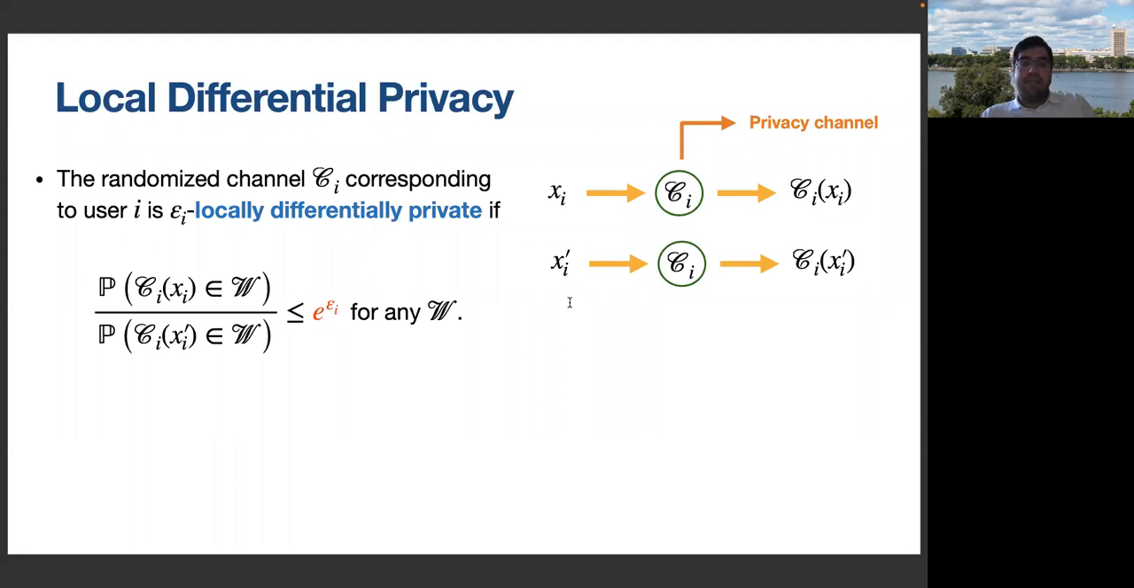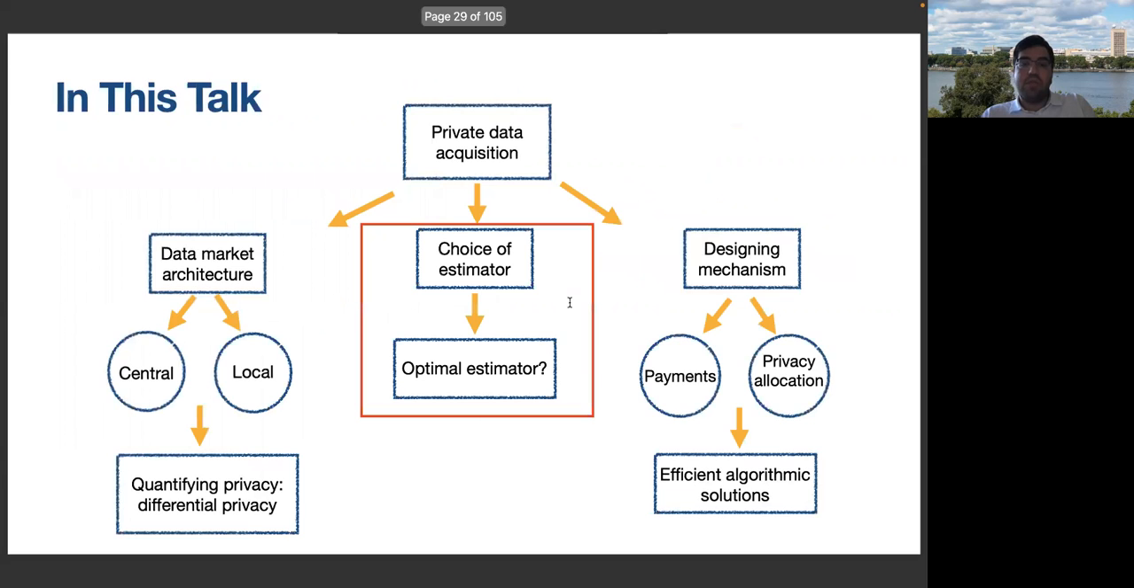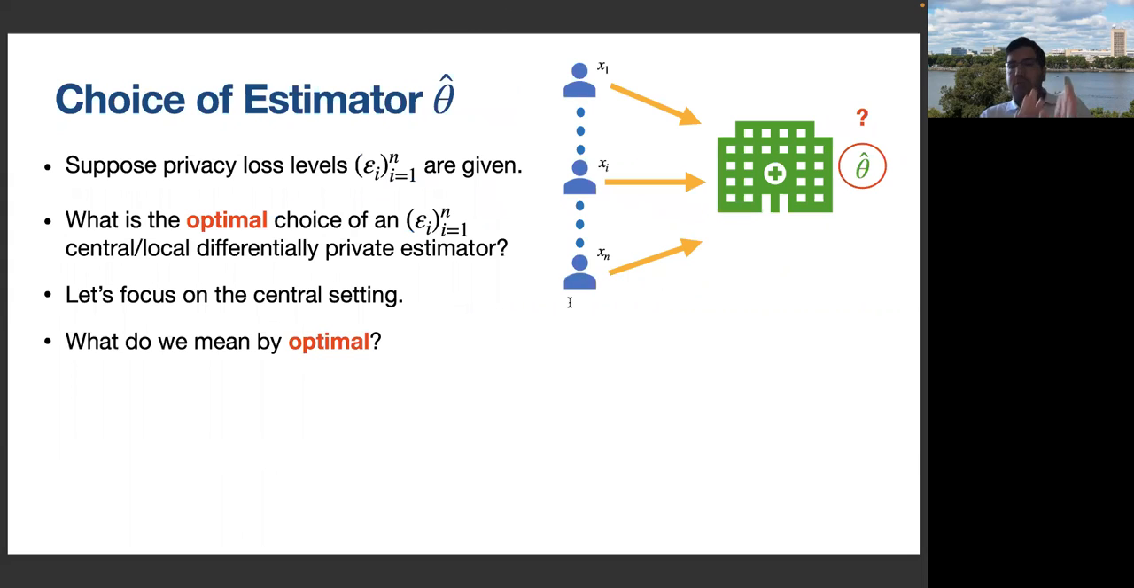So with these definitions in hand, we are going to go to the choice of estimator problem that I posed earlier. Let's say that for now epsilon_1 to epsilon_n are given, meaning that you want to design a private estimator which is epsilon_i centrally differentially private with respect to user i's data. And let's for now focus on the central setting. The question is, what is the optimal choice of estimator among all epsilon_1 to epsilon_n centrally differentially private estimators? To answer this question, we need to first formally say what we mean by optimal. And here we take the minimax estimation error.